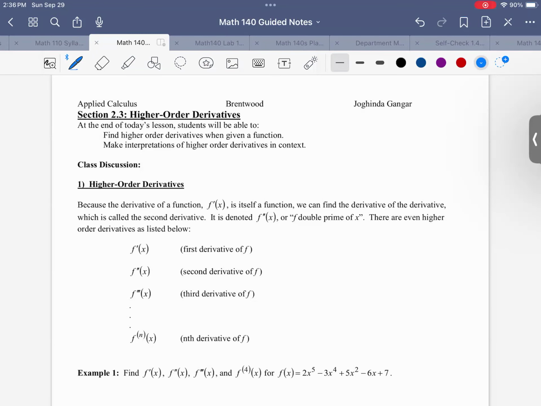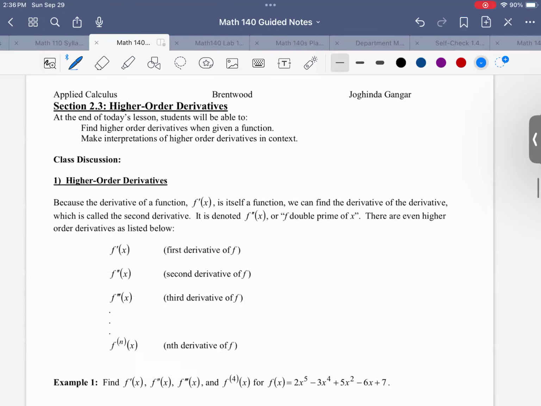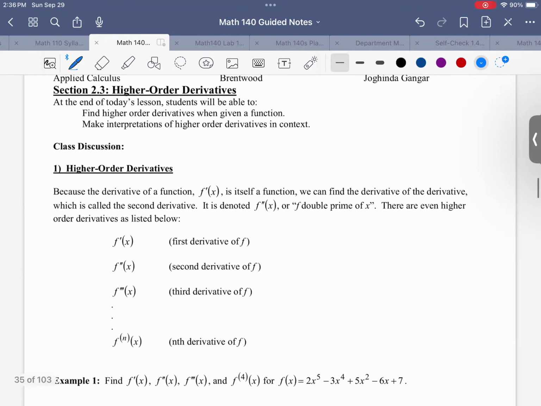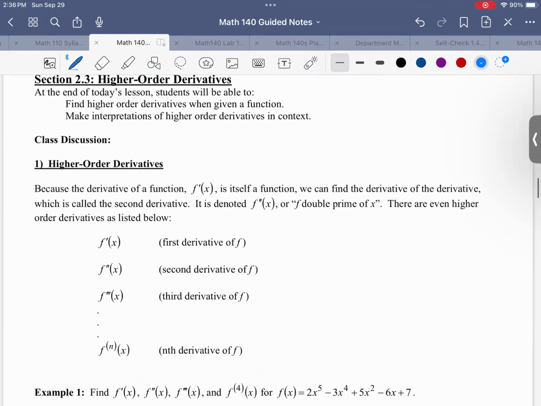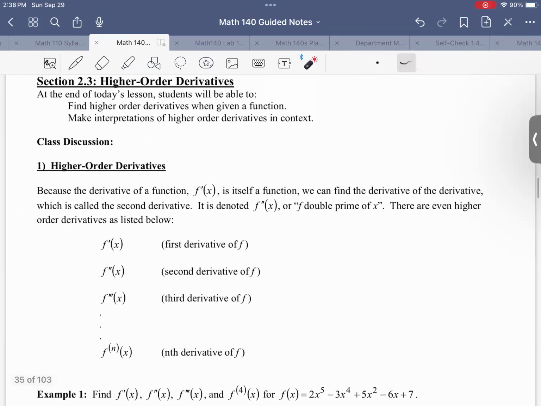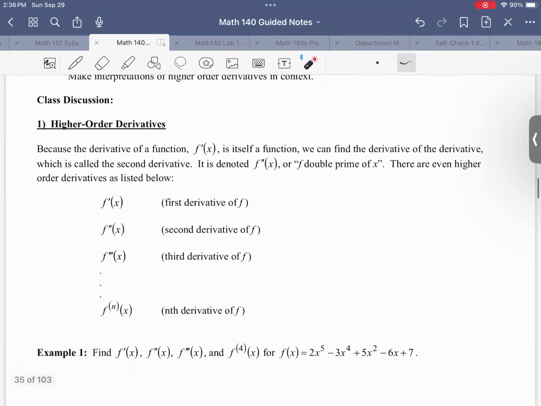Okay, everybody, welcome to section 2.3, talking about higher order derivatives. At the end of this lesson, we should be able to find higher order derivatives when given a function and make interpretations of these higher order derivatives in context of situations. So let's check out what higher order derivatives mean.